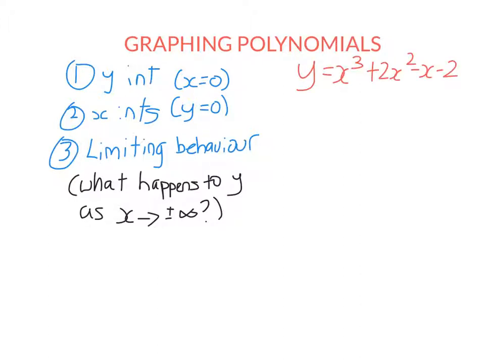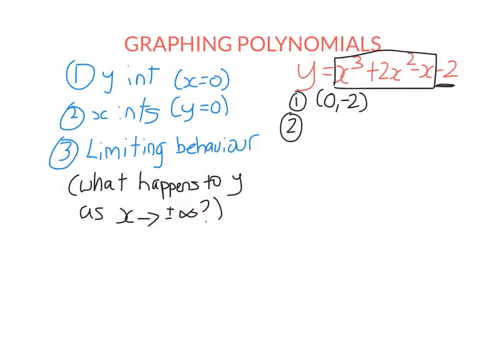So let's start with an example. We're going to graph y equals x cubed plus 2x squared minus x minus 2. Now the first thing to do is find the y-intercept. Well, that's easy. It's always the constant term, just like it was when we did quadratics. So the y-intercept here, of course, if x is 0, all of that will equal 0. We're just left with minus 2. The y-intercept is (0, -2).